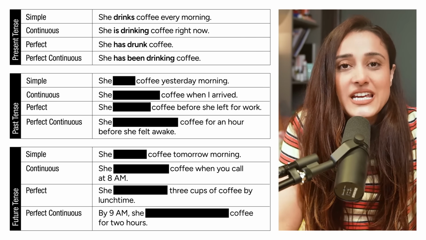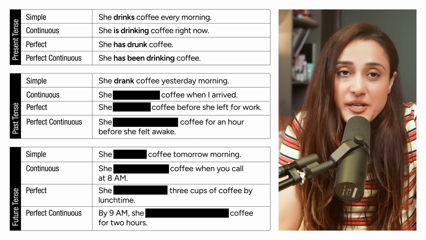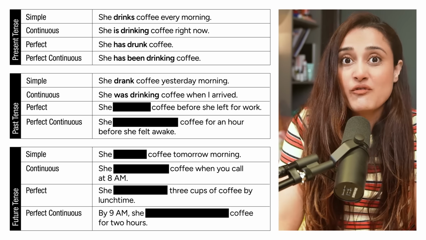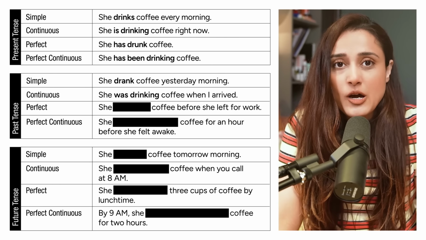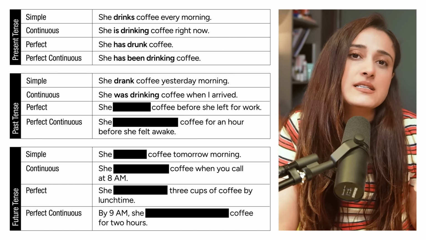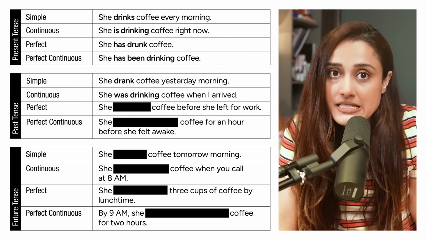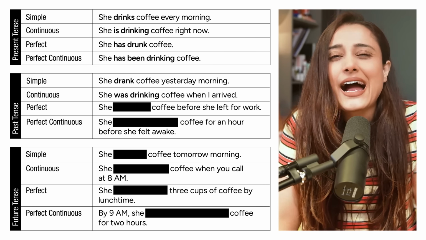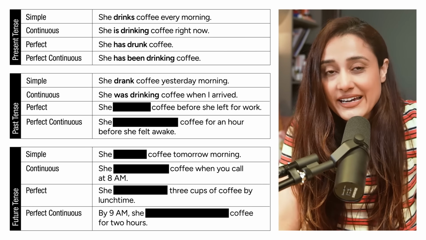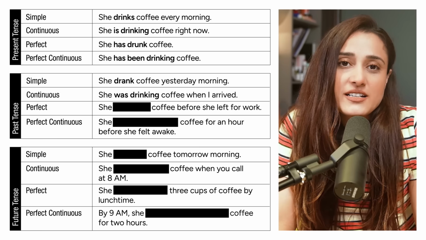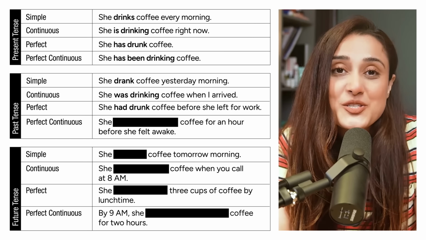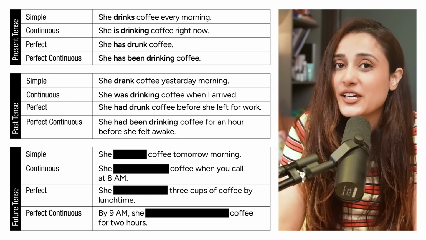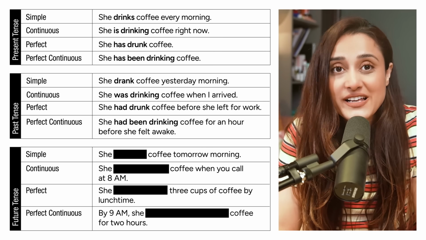Now we go on. She drank coffee yesterday morning. Simple past. She was drinking coffee when I arrived. Past continuous. Now, I will be tweaking the sentences a little bit here and there so that the sentence in that tense makes sense. So, I might add a few words here and there, like I added when I arrived. Okay, moving on. She had drunk coffee before she left for work. Past perfect. She had been drinking coffee for an hour before she felt awake.